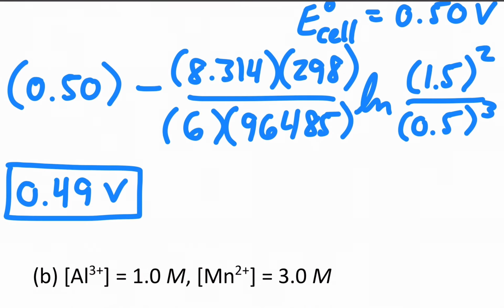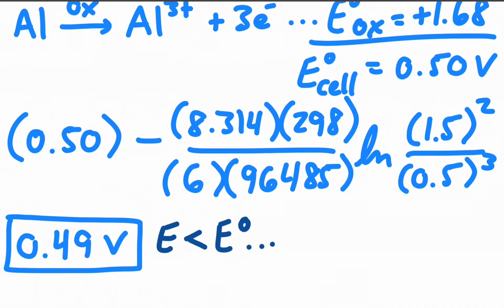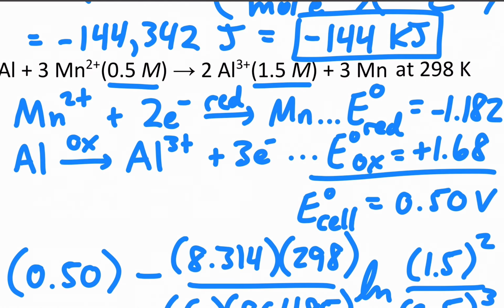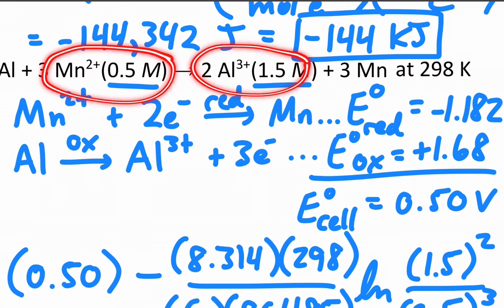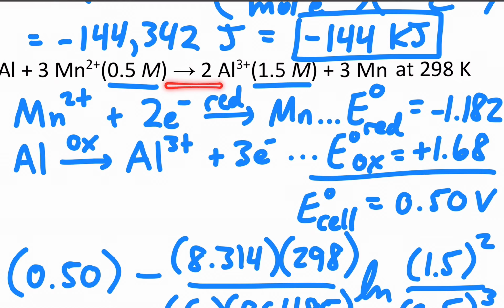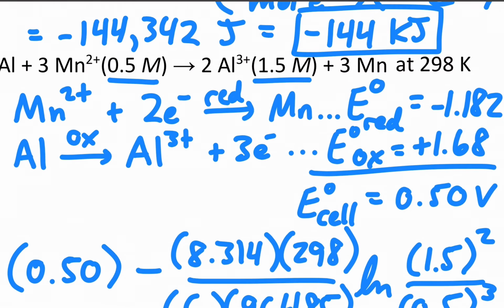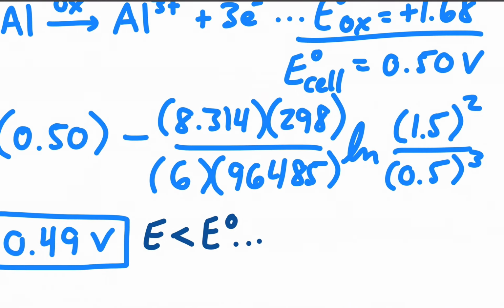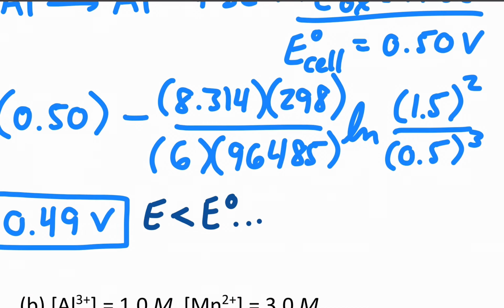And that's actually something that we can make sense of. E is less than E standard. And that makes sense if you think about Le Chatelier's principle. Compared to 1 molar, we have less reactant and more product. So this reaction is actually being stressed to the left compared to 1 molar. If a reaction is being stressed to the left, to go in reverse, you're going to get less voltage. You're going to get less out of this reaction.